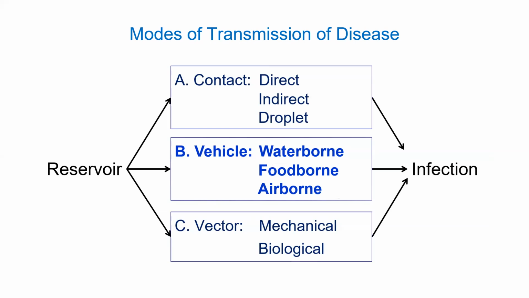So moving on, I want to talk about some other types, right? So contact transmission, most people kind of understand that. There is going to be a distinction between droplet and airborne. I'll get to that in a minute here. The vehicle, right? So water, food, and air, things we're exposed to kind of constantly.